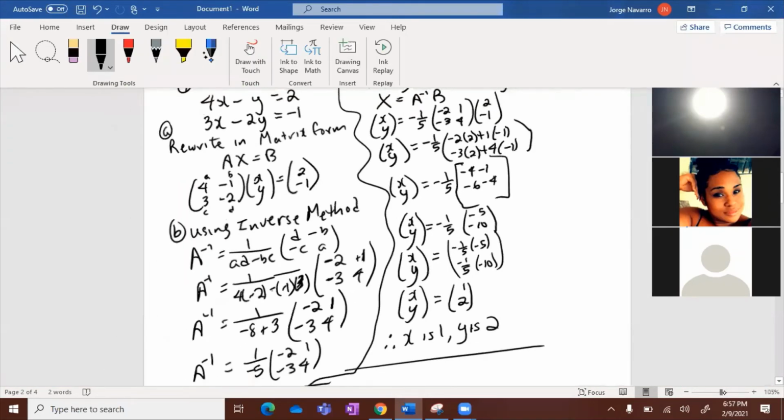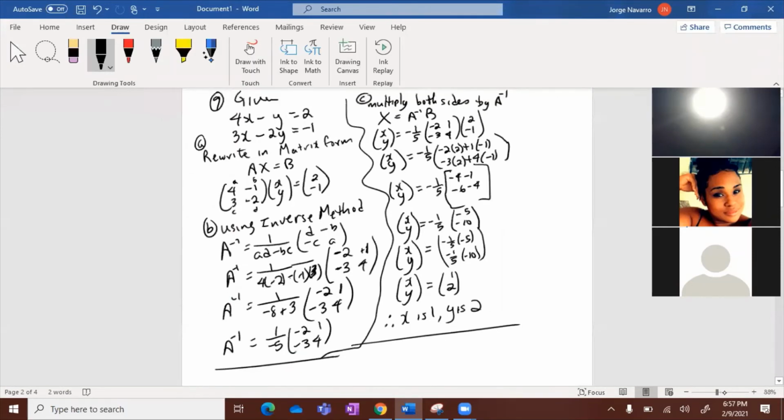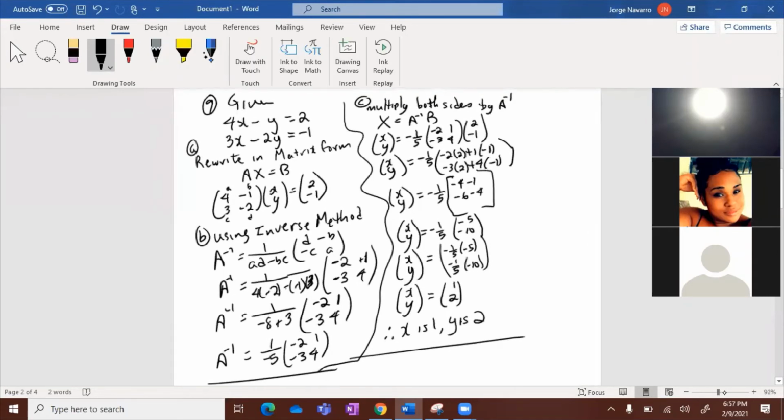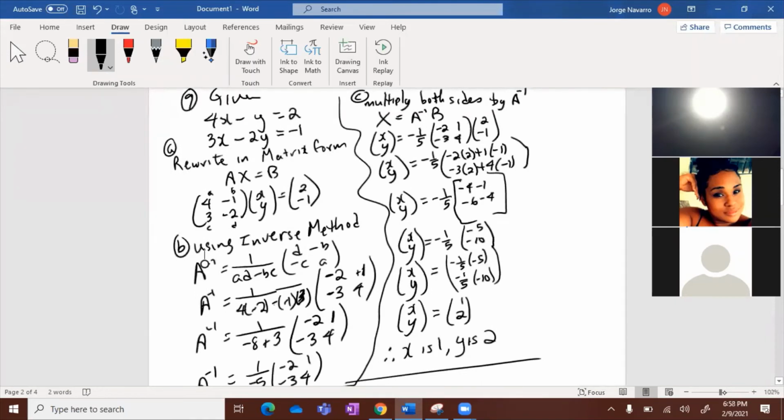Now, I still need to check my answer, because I want to ensure that it is correct. I need to make sure that it is correct. So we will need to check this in our next step.